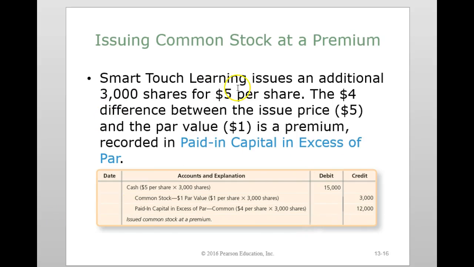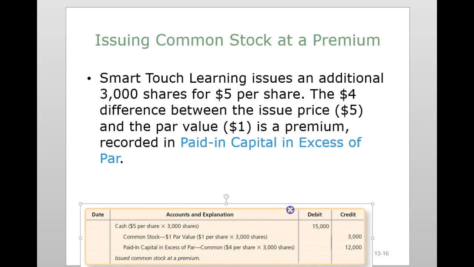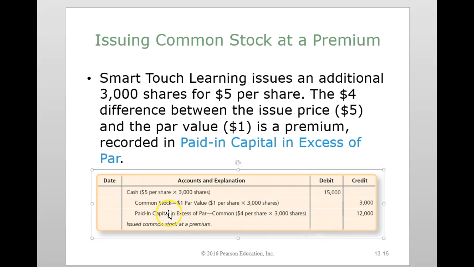Now here they issue the same kind of stock for $15,000, but they're paying $5 a share. There's a $4 difference, and that's called a premium. That premium, that $4, is going to go into paid-in capital in excess of par. So now we come back and we show cash, a debit of $15,000, but we show $1 par, and we're going to multiply that times 3,000 shares, so that goes right into common stock. But we're splitting out that $4 difference, and that becomes the paid-in capital. So now we have common stock 3,000 and paid-in capital of 12,000.